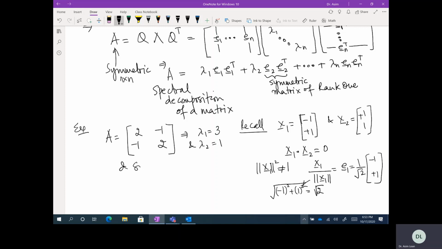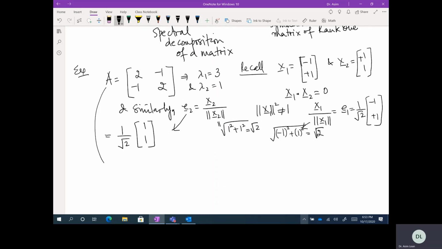And similarly, E2 is x2 divided by its norm. Otherwise, you have to use Gram-Schmidt to get the orthogonal vectors. So this is 1 square plus 1 square, which is equal to under root 2. So E2 is also 1 over under root 2 times 1, 1. Again, the length here is now 1.